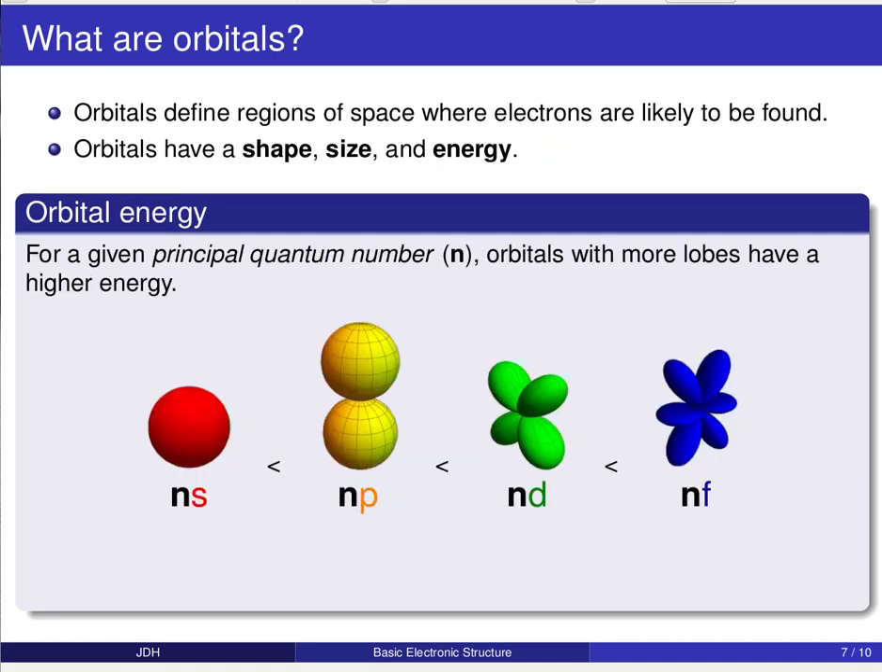So it turns out that for a given principal quantum number, orbitals with a greater number of lobes have a higher energy. So for a given n, we'll fix n, the energy of a p orbital is greater than that of an s. The energy of a d orbital is greater than that of a p. And the energy of an f orbital is greater than that of a d. So for a fixed n, you can remember: more lobes, more energy.